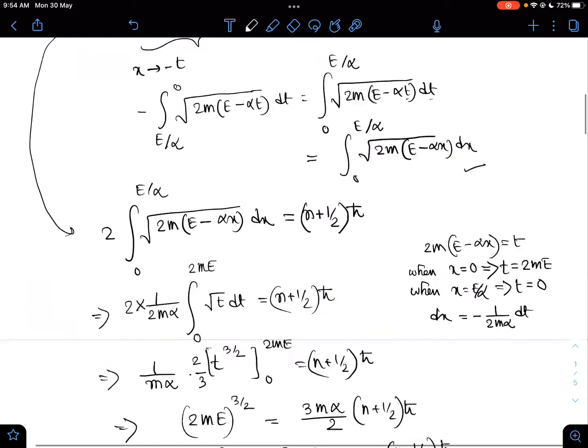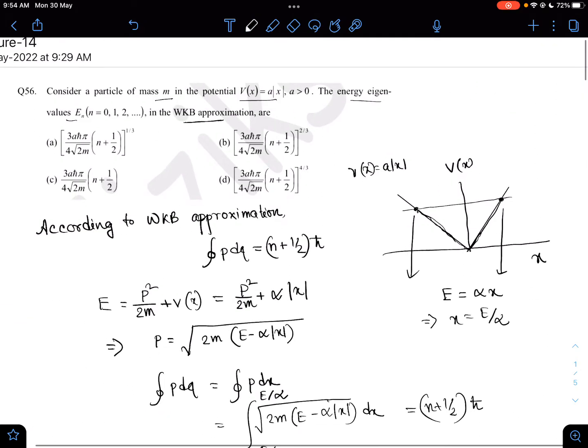3 alpha ħ cut. So option B is our correct answer.